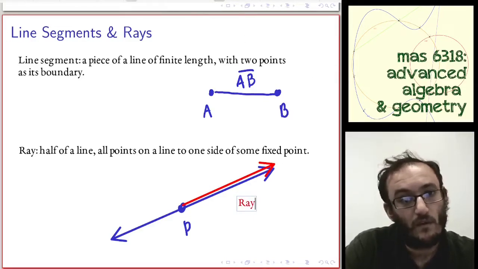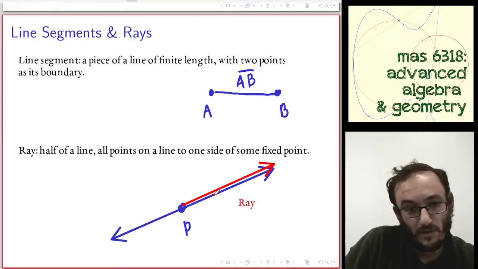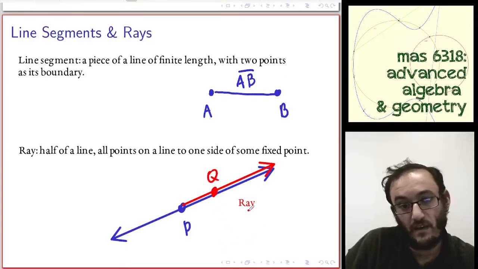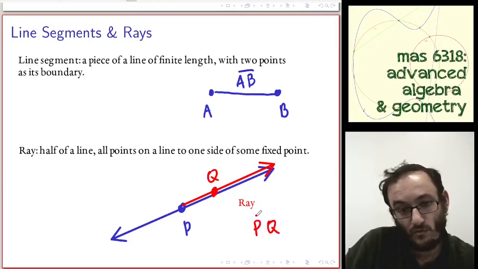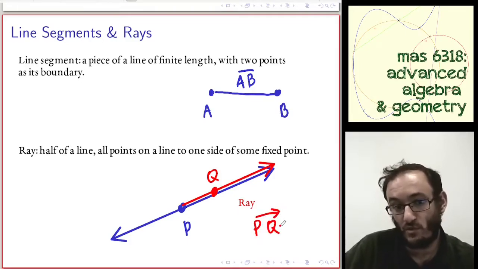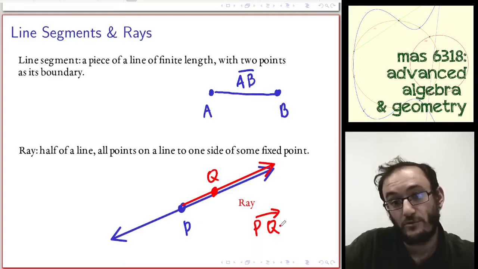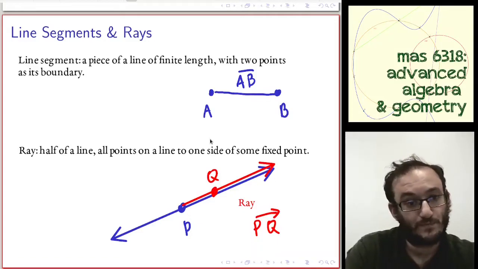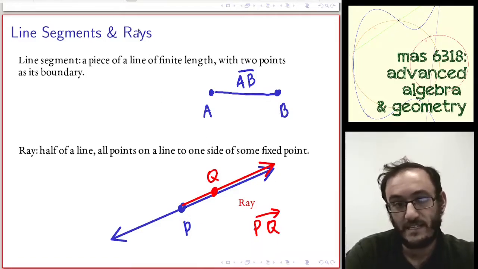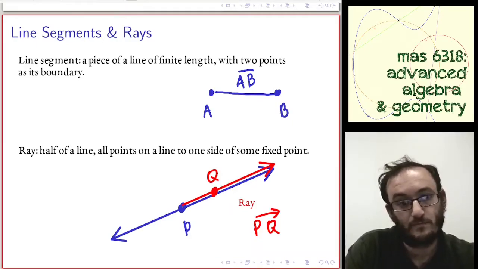And let's say we wanted to fix an extra point here, Q, and then we could denote this by PQ with a single arrow pointing towards Q to indicate that P is the boundary and it goes towards Q. Okay, so that gives us line segments and rays.